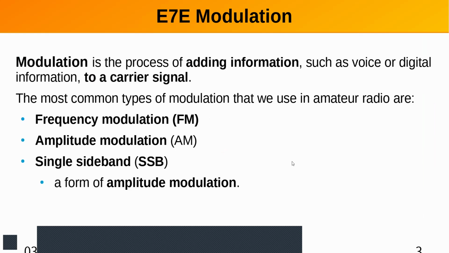So modulation is just the process of adding information to some sort of carrier signal, whether it was light or radio wave, even sound. Typically, we have frequency modulation where we vary the frequency of the carrier signal proportional to the modulating signal, which a lot of times we call baseband. It's usually voice.